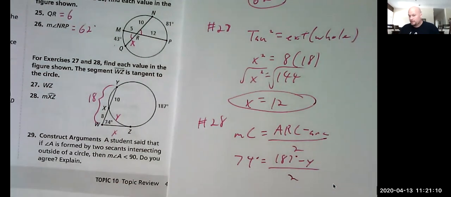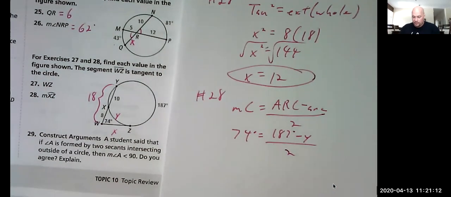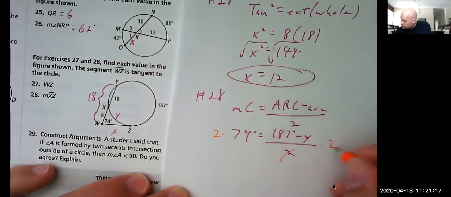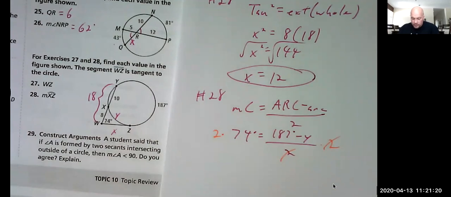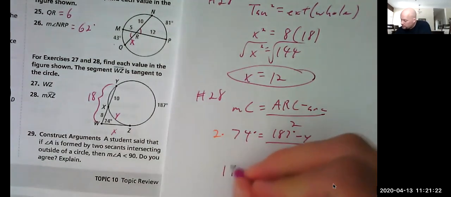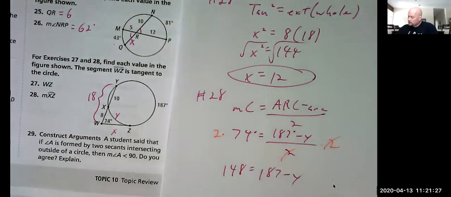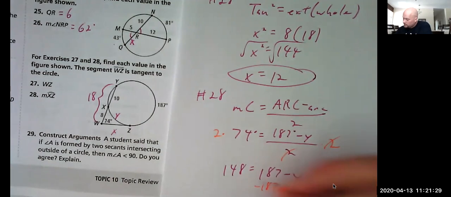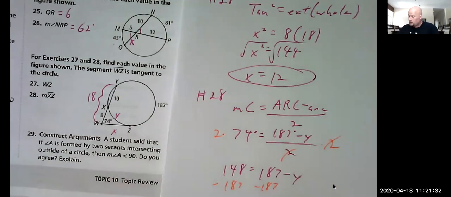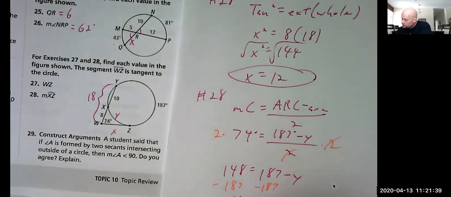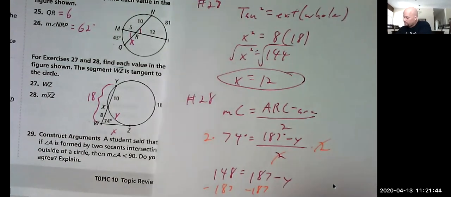So solving this using algebra, we can multiply the 2 over to the other side. So times 2, times 2. So 74 times 2 gives us 148. Subtract off the 187: 148 minus 187 is negative 39, equals negative y. So just change it to a positive, and we have our answer.